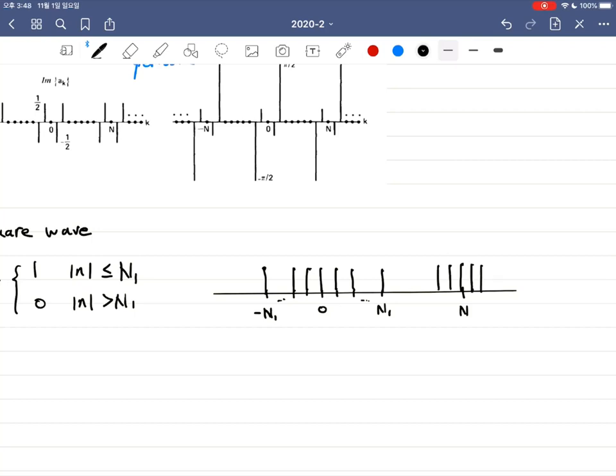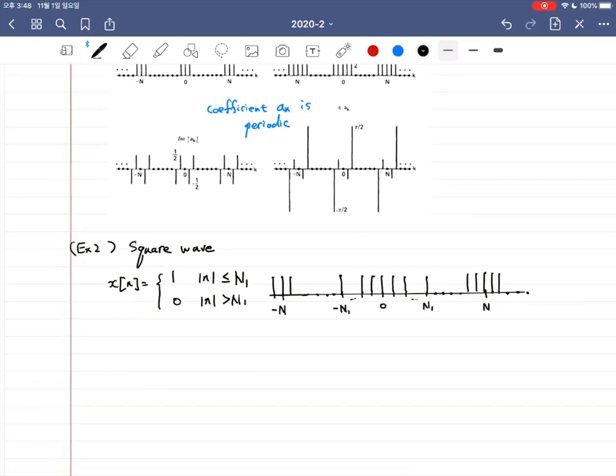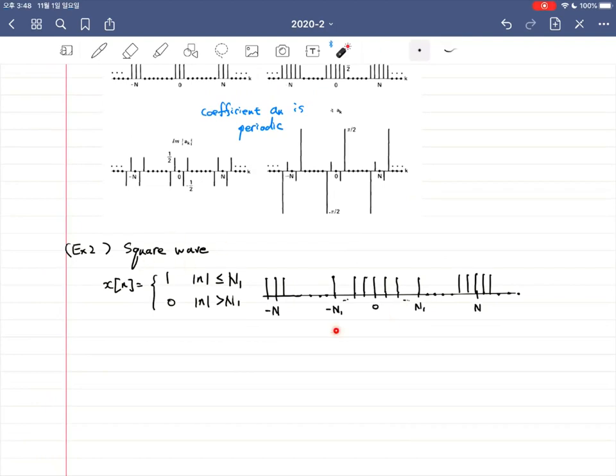Okay? And you have zeros for the others. And of course, if you have minus N here, then you will have ones here. Okay? So for this kind of square wave, I would like to do the calculation to obtain this coefficient for the Fourier series.